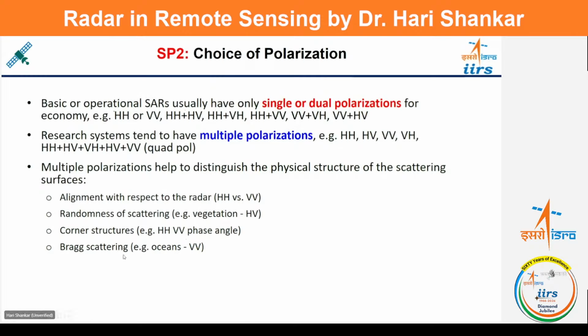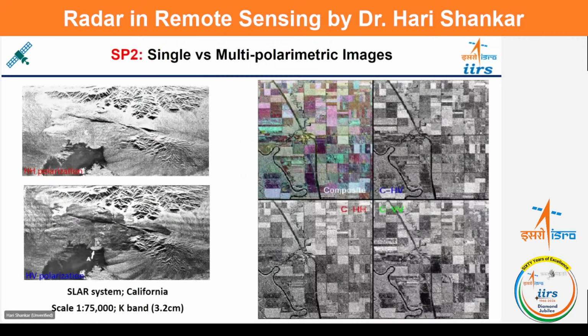Okay, Bragg scattering happens in the ocean, and for that you can use the VV polarization also. So for different applications, basically different polarizations respond differently in different environments.